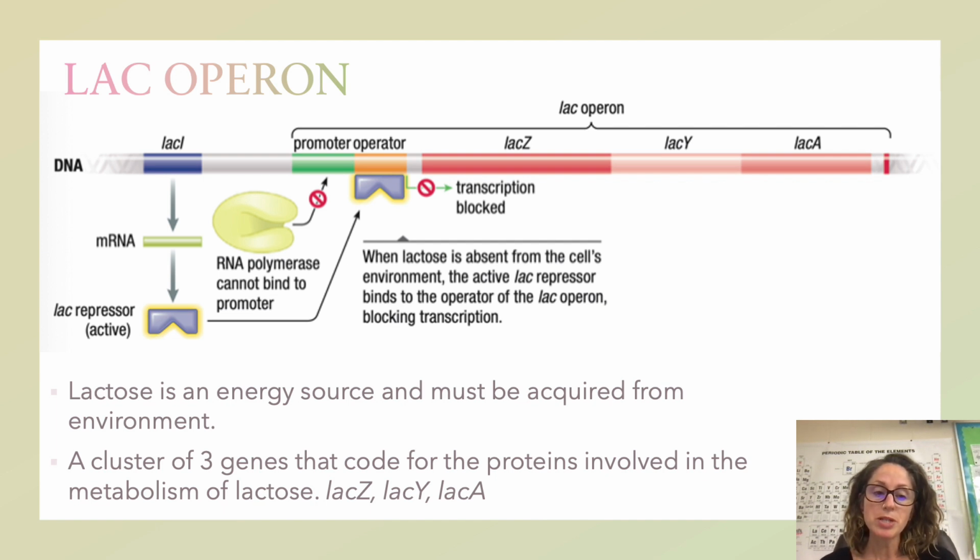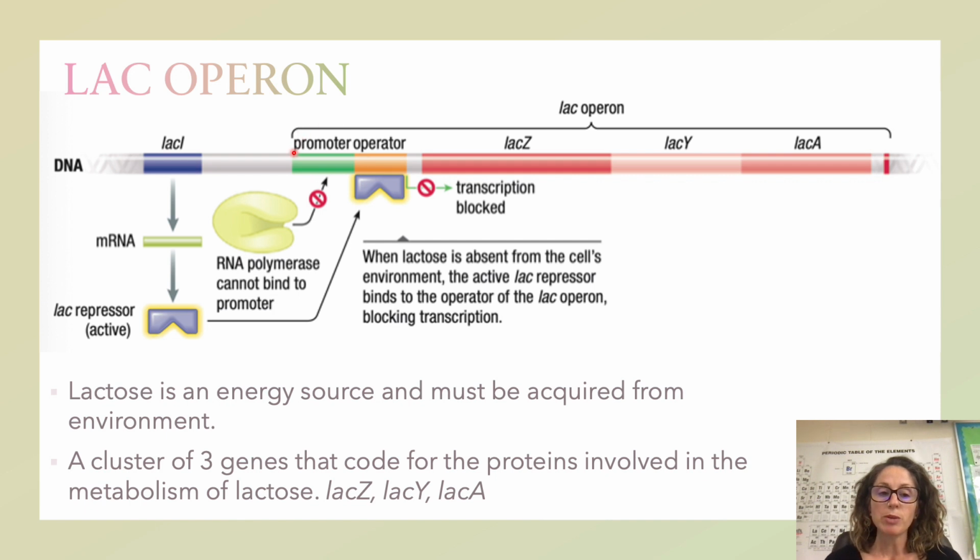So lactose is an energy source for prokaryotes, and it has to be acquired from the environment. So bacteria can't make their own lactose, so they're going to get it from the environment. So let's look at what a typical operon will look like, as most operons look like this. And an operon is a set of genes that are downstream from one another, and they all work together to accomplish a similar task. And they're all going to look similar but different.